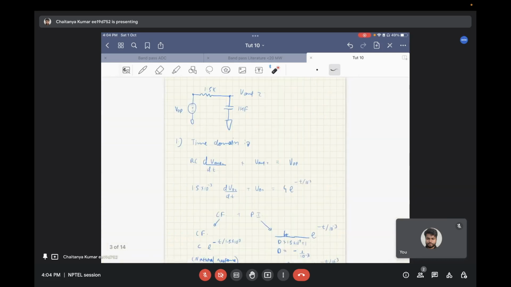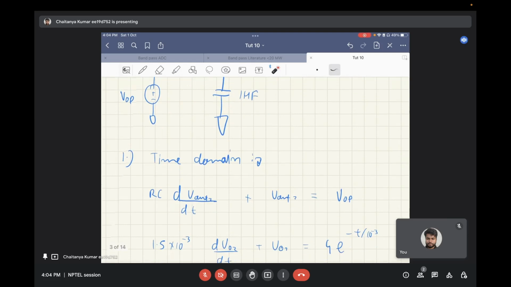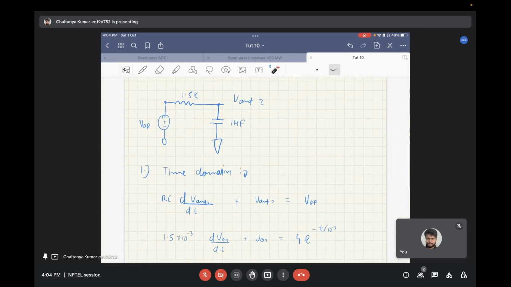Now after this, the output of the op amp goes to the second low pass filter. That has R as 1.5 kilo ohms, and capacitance value as 1 microfarad. Since the output of the op amp is a decaying exponential, for this decaying exponential as an input to this low pass filter, you need to find out V out 2. We will try to solve it in both time domain as well as Laplace domain, and compare the results. So in time domain, we have the following equation.